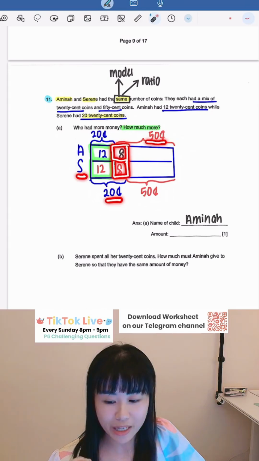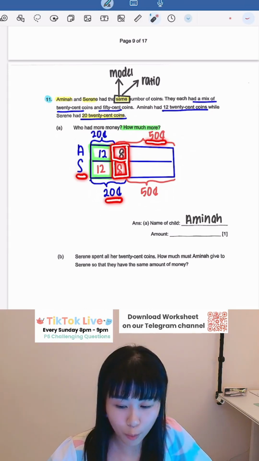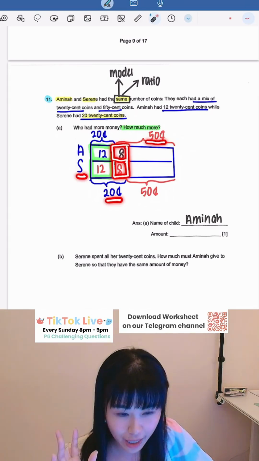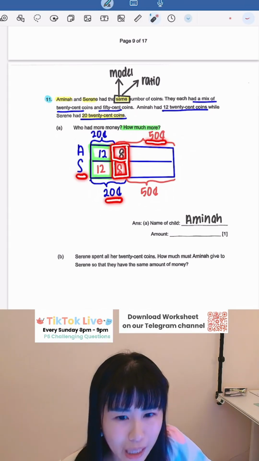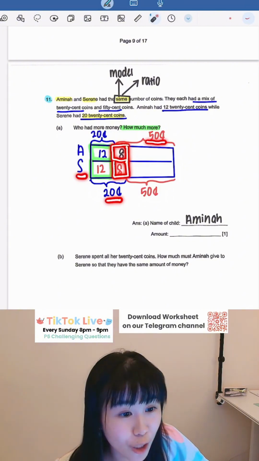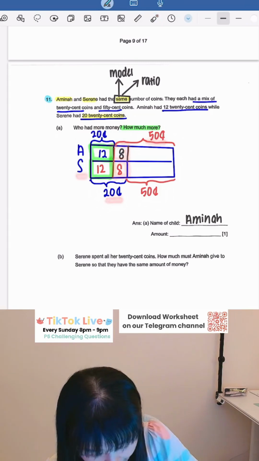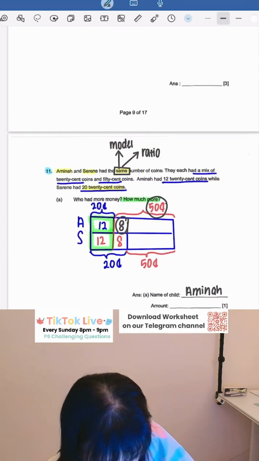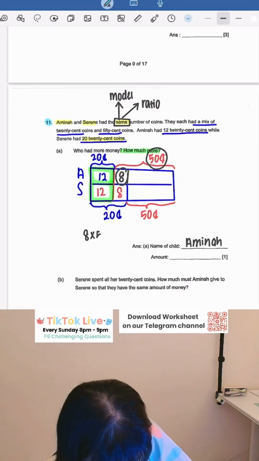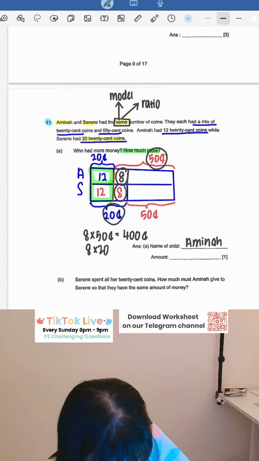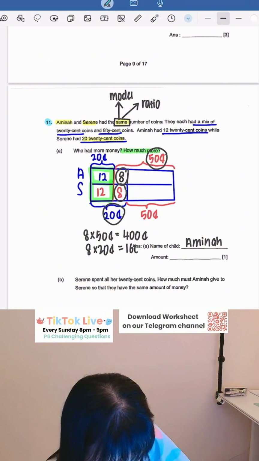What school paper is this? Raffles Girls 2024 Prelim. Okay, very good. A lot of y'all tell me 8 times 50 cents, 8 times 0.3? $4 minus 1.6. Yes, very good. Because you got 8 50-cent coins here, I can take 8 times 50 cents, that will make up a value of 400 cents. I got 8 20-cent coins here, so 8 times 20 cents will make up a value of 160 cents.